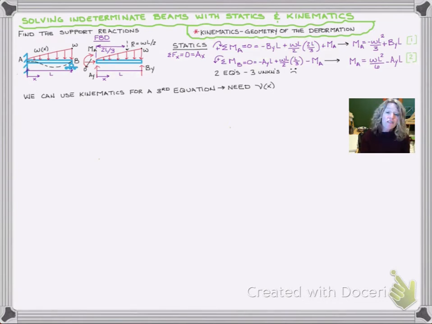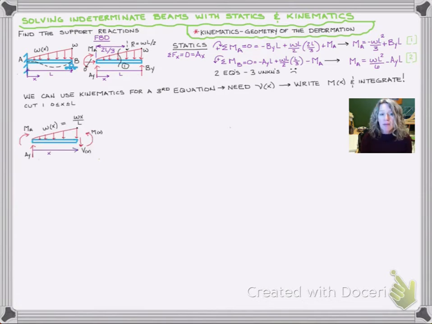So to write our V of X equation, we know what we have to do with integration. So we're going to need to find an M of X expression and integrate that, and of course we can do that in one cut. So let's go ahead and draw our cut shape. And as we draw our cut shape and do our first cut, it's going to be valid from 0 less than or equal to x less than or equal to L, because our load is continuous.